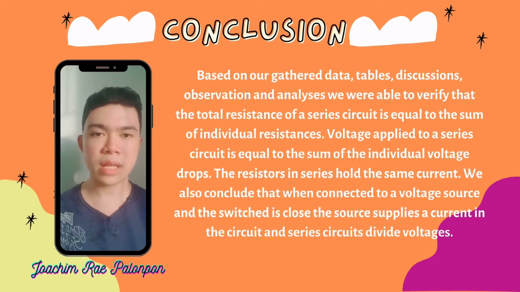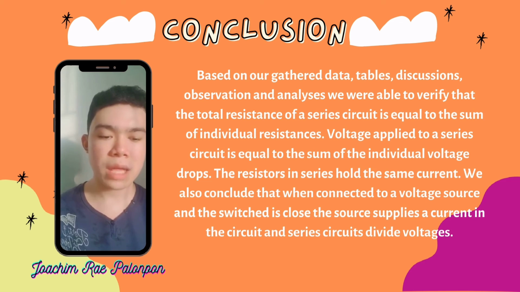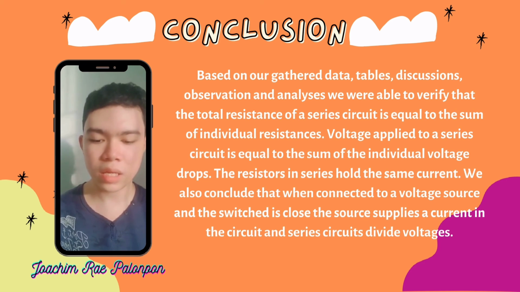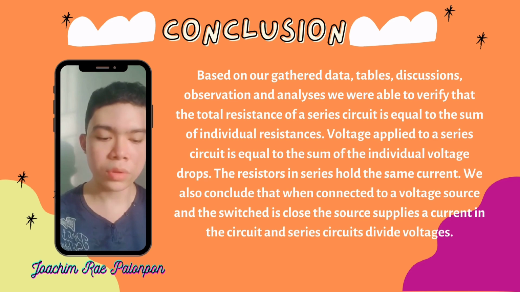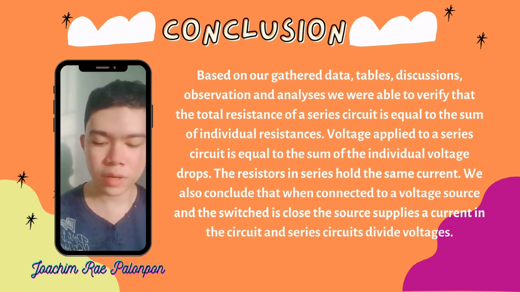Based on our gathered data, tables, discussions, observations, and analysis, we were able to verify that the total resistance of a series circuit is equal to the sum of individual resistances. Voltage applied to a series circuit is equal to the sum of the individual voltage drops. Resistors in series hold the same current. We also conclude that when connected to a voltage source and the switch is closed, the source applies a current in a circuit, and series circuits divide voltages.